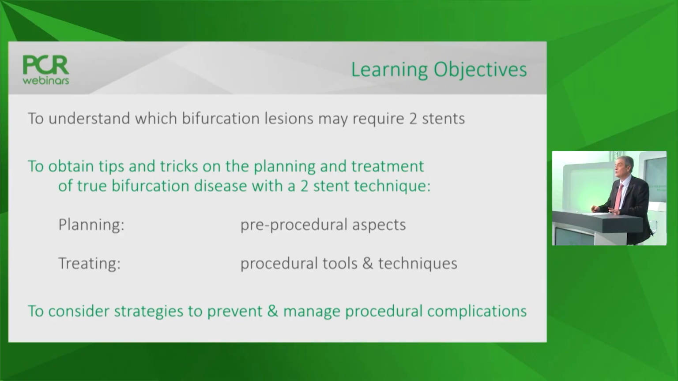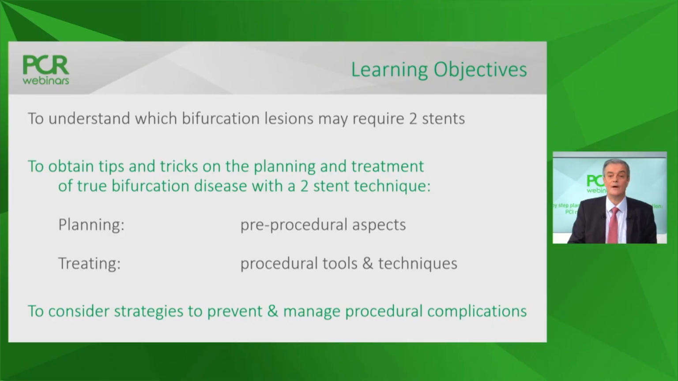So there are the following objectives for our webinar today. First, to understand which bifurcation lesions may require 2 stents upfront. Then to obtain tips and tricks on the planning and treatment of true bifurcations with 2-stent technique: planning, pre-procedural aspects, treating, procedural tools and technique. And finally, to consider strategies to prevent and manage procedural complications.